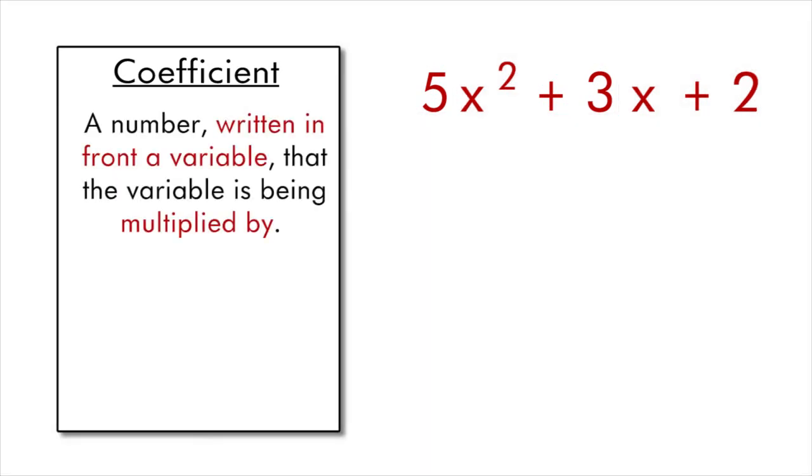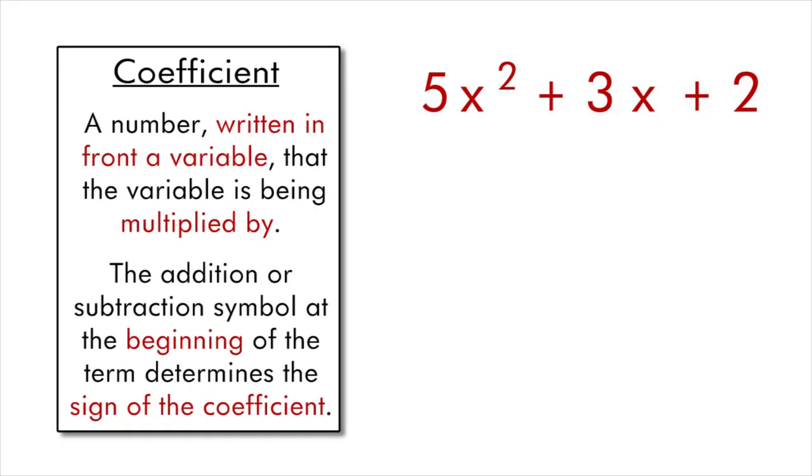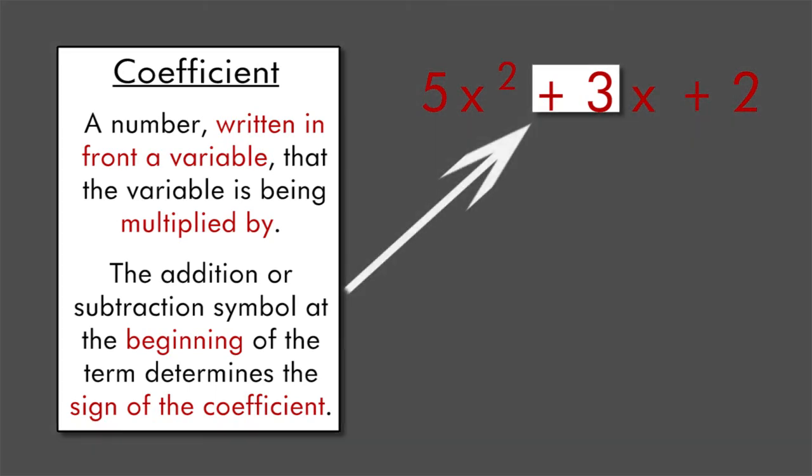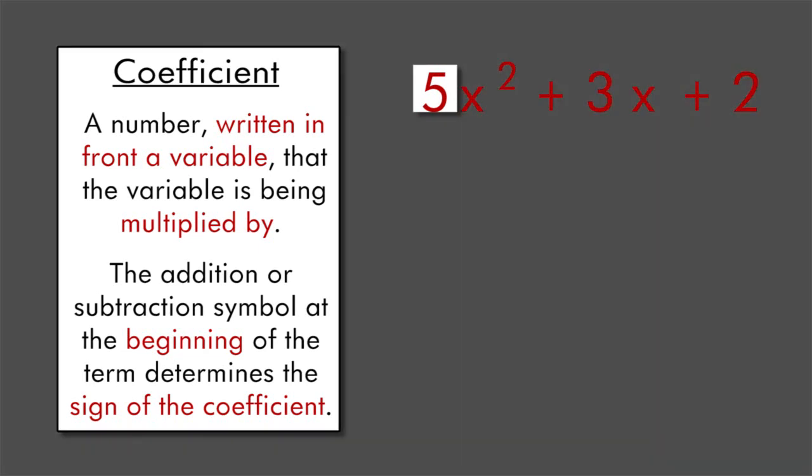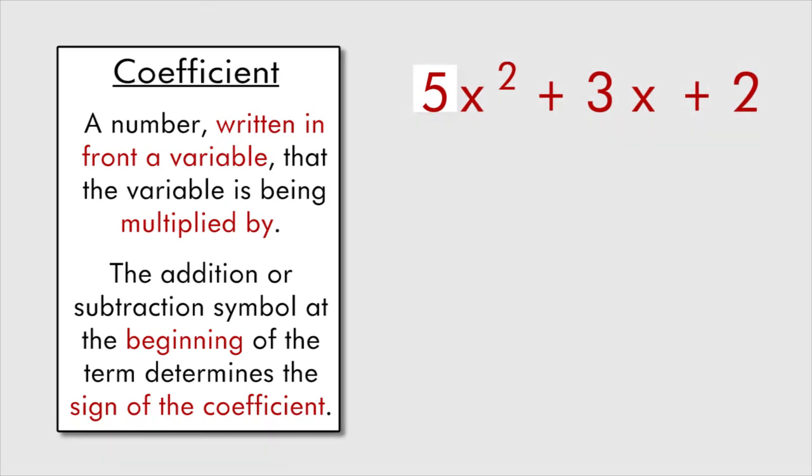The number that is being multiplied by a variable, that is, the number in front of it, is called a coefficient. The sign of the coefficient is determined by the addition or subtraction symbol that is in front of the term. The leading coefficient is the coefficient of the first term of the expression. It will only have a sign in front of it if it is negative, so there will not be a positive sign out front. If that is missing, you can just assume that that leading coefficient is positive.